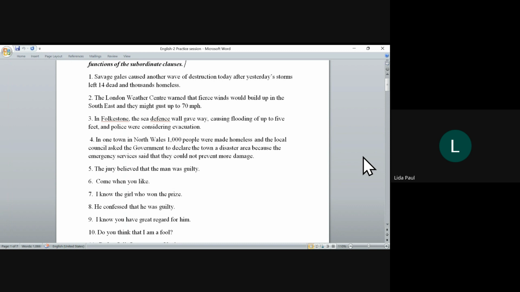Correct, yeah. First and second are correct. That fierce winds, and so on and so forth, is your subordinate clause. After yesterday's storms, that is again your subordinate clause, correct? What kind are they? Adjectival. Is it adjectival? Look at it closely.